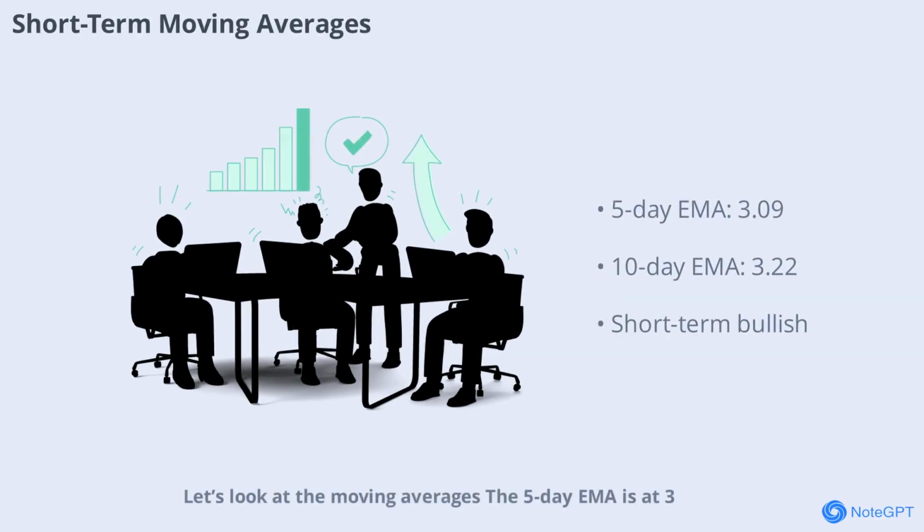Let's look at the moving averages. The 5-day EMA is at 3.0942 and the 10-day EMA at 3.2174, both above their corresponding SMAs. This alignment signals short-term bullish momentum, especially after the September 19 rebound. However, these short-term averages can be volatile and may not always indicate a sustained trend. It's important to watch how these averages interact with the price in the coming session.